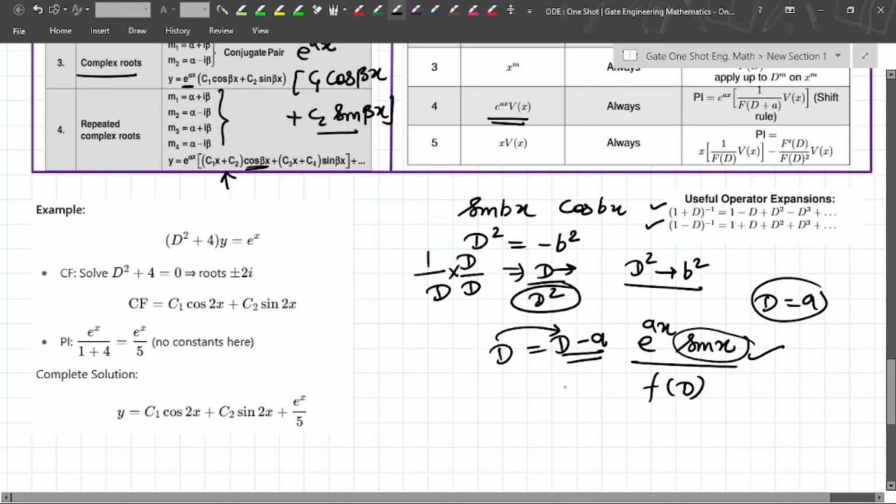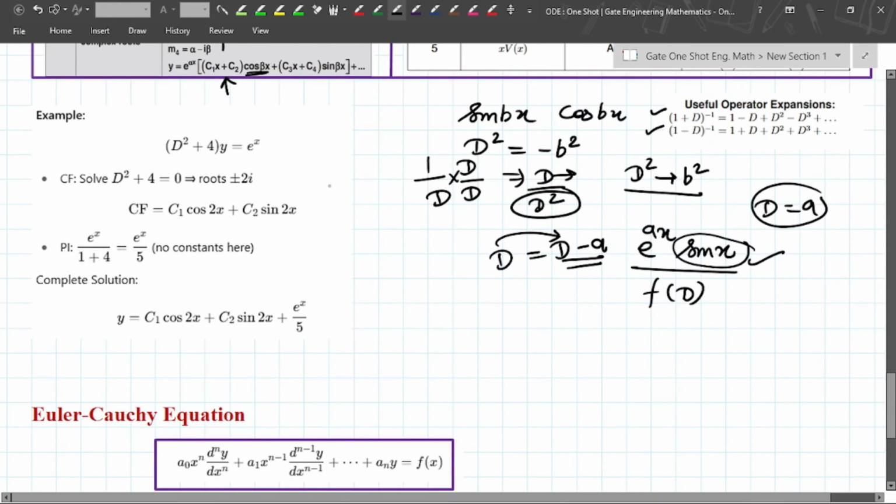Next we'll have an example. We'll take one simple example. For example, this is my differential equation, and what is the auxiliary equation for this?